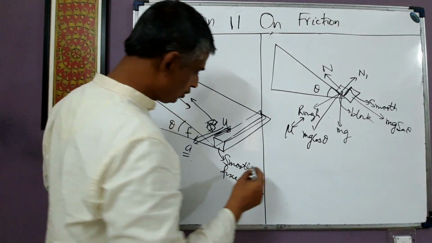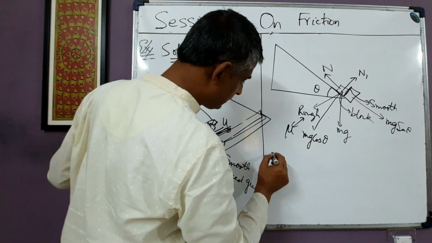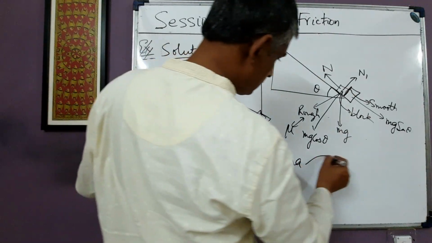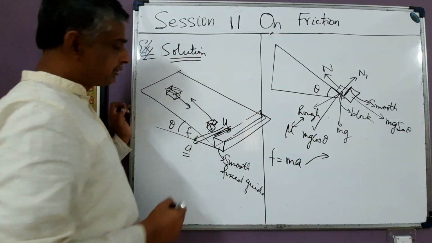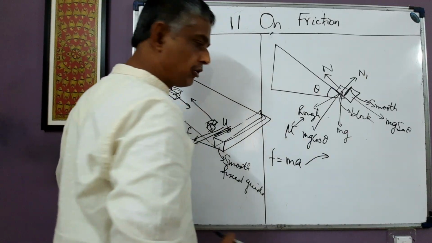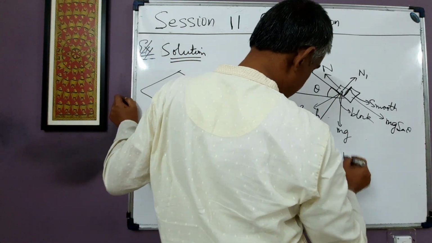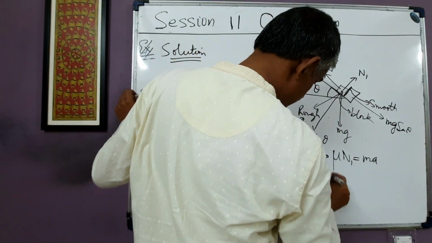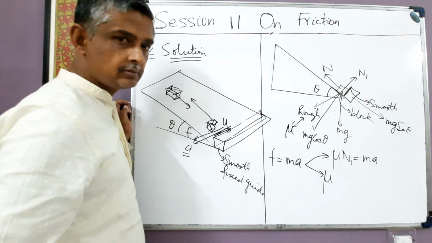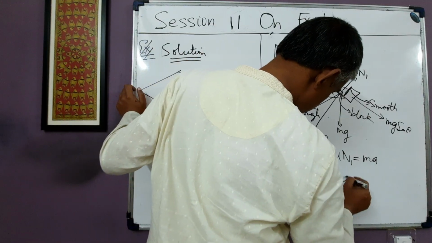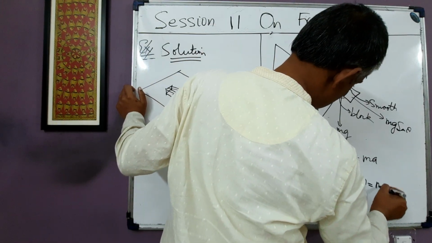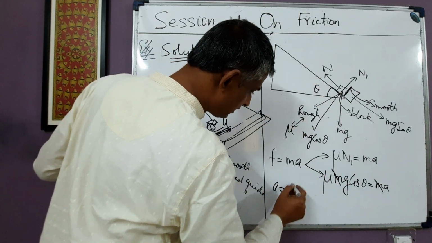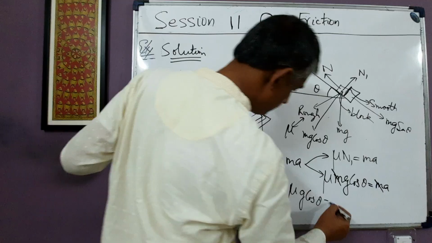Okay. So now the net force in this direction is simply F, that is equal to mass times acceleration. Now what about F? F will be written as mu times N1. I hope it is clear. Mu times N1 is equal to Ma. That means mu times, what is N1? Mg cos theta, is equal to Ma. M cancels out. So this is the deceleration of the block, which is constant.